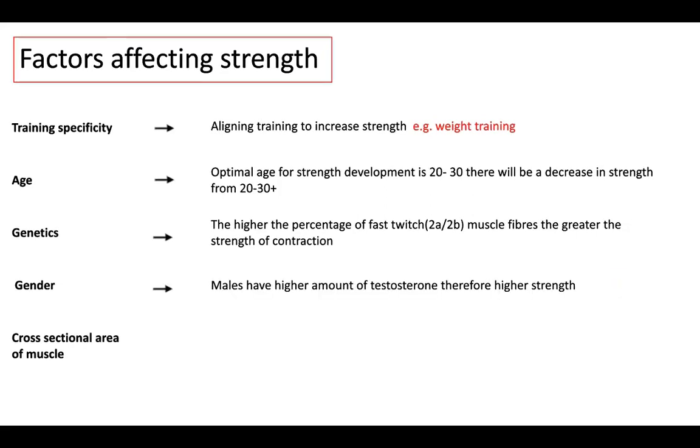Gender. So males have higher amounts of testosterone, therefore higher strength, usually. And then females have lower amounts of testosterone, therefore lower strength. And then finally, cross-sectional area of the muscle. The larger the cross-sectional area of the muscle, the bigger the motor neuron, the more forceful the contraction is going to be. Hence why usually people that train, people that develop hypertrophy of their muscles tend to be able to lift more, because they've got a larger cross-sectional area of the muscle, they've got larger motor neurons, therefore their contractions are more forceful. So they are the factors that affect strength.